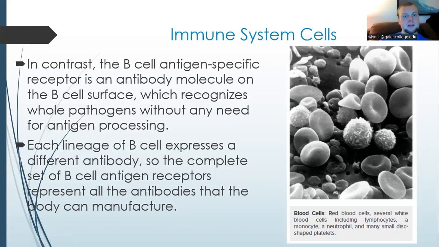Each time that we have a lineage of B cell, it's going to express a different antibody. So the complete set of B cell antigen receptors is going to be able to present all the antibodies that the body can potentially manufacture.